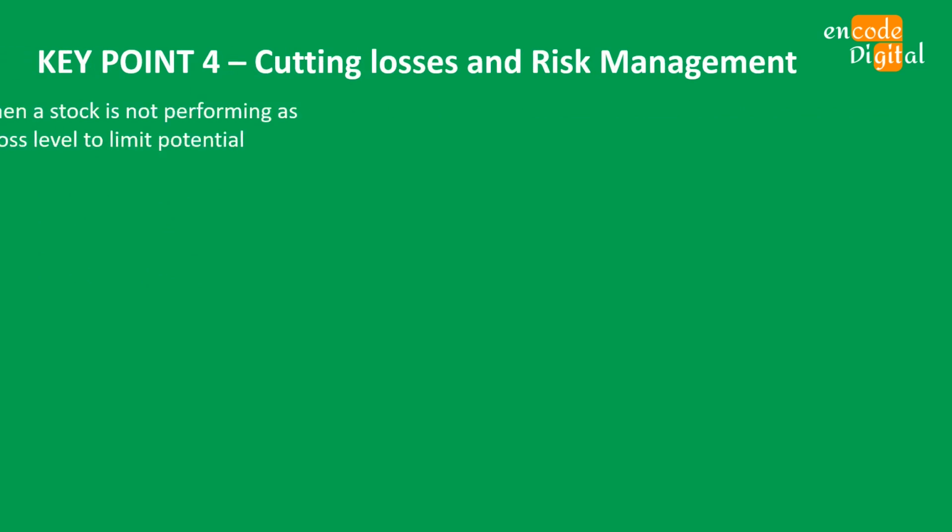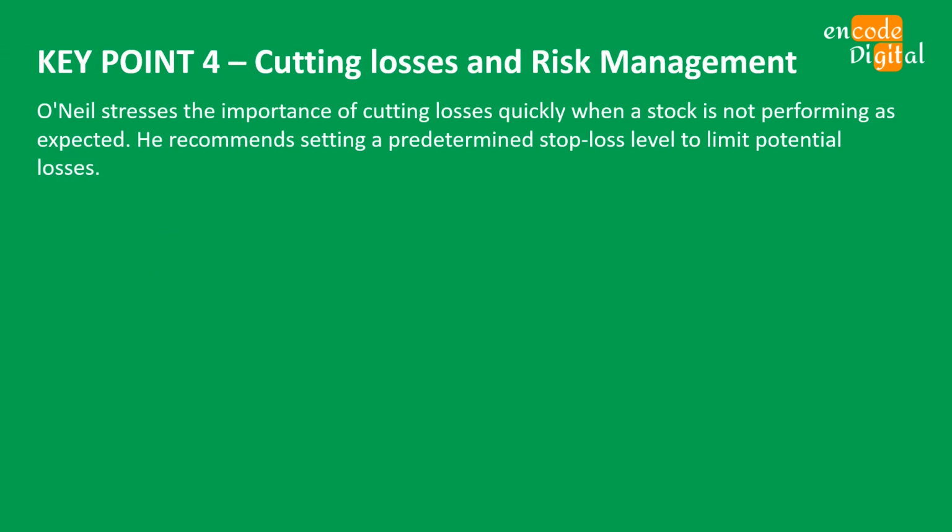Next key point from the book is cutting losses and risk management. O'Neill stresses the importance of cutting losses quickly when a stock is not performing as expected. He recommends setting a predetermined stop-loss level to limit potential losses. O'Neill suggests that successful investing is not just about buying the right stocks, but also about managing risk effectively.